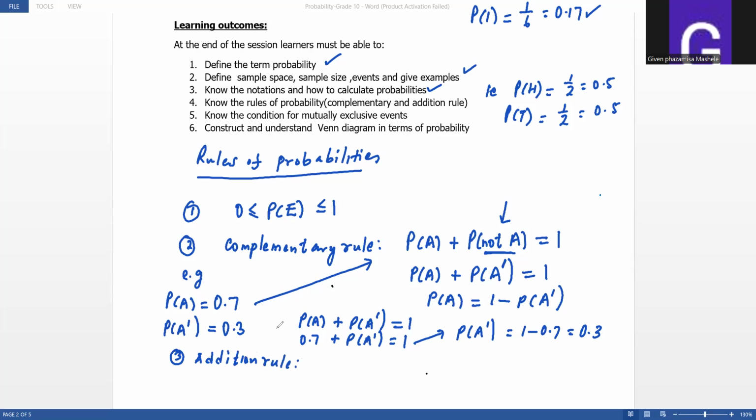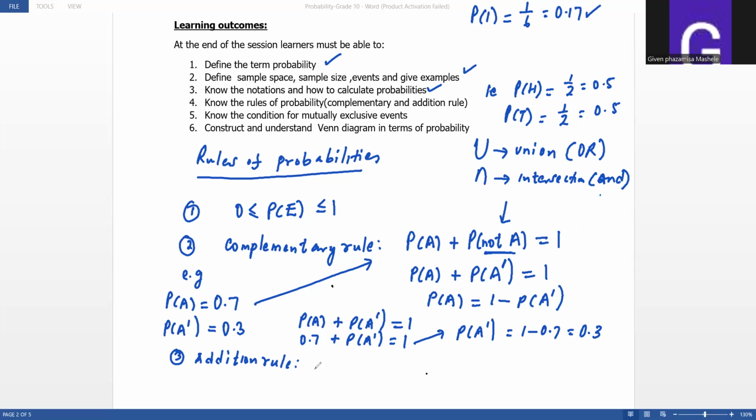Addition rules is talking about the union of two events. Usually in this paper, I'll talk about this symbol, which is referred to as a union. Usually it's the same as saying or. And this one is an intersection, which is the same as and.